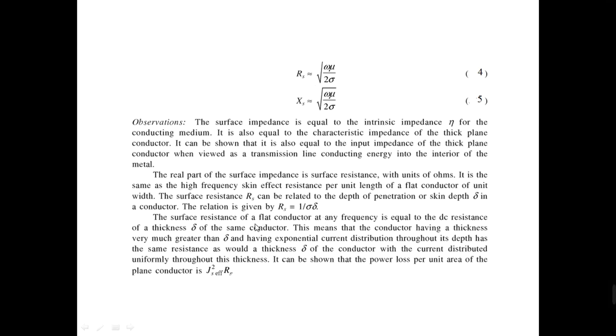Okay, so the surface resistance of the flat conductor at any frequency is equal to the DC resistance of the thickness delta of the same conductor. This means that a conductor having a thickness very much greater than delta and having exponential current distribution throughout its depth has the same resistance as a thickness delta of the conductor with the current distribution uniform throughout this thickness. So it can be shown that the power loss per unit area of the plane conductor is J square into Rs. This is proved in the later session.